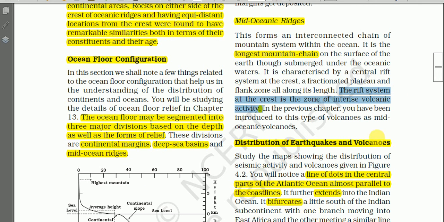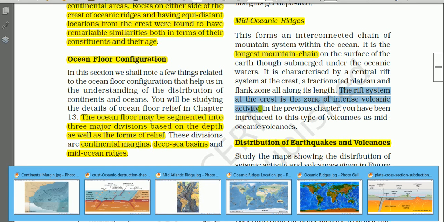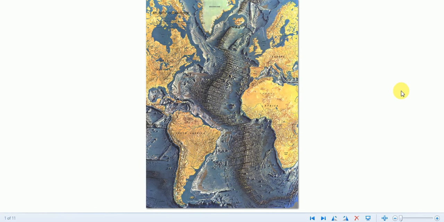And see some more photographs about the oceanic diagrams. The best example which I have shown you earlier is the mid-Atlantic ridge. See here, you are seeing a very long, more than 70,000 kilometer long mountain range below the Atlantic Ocean. So this is known as the mid-Atlantic ridge. This is the best example of the mid-oceanic ridges.